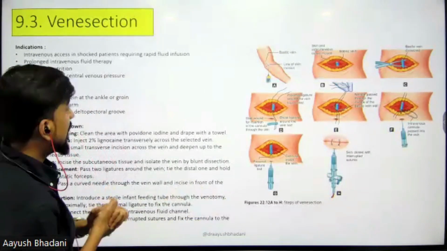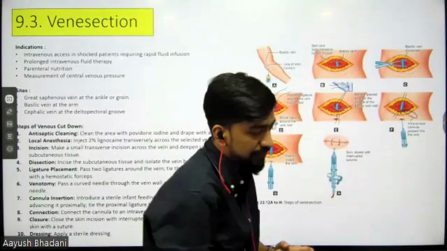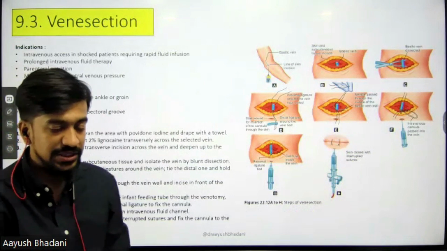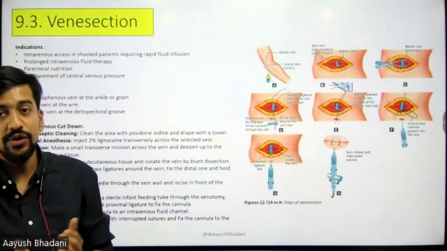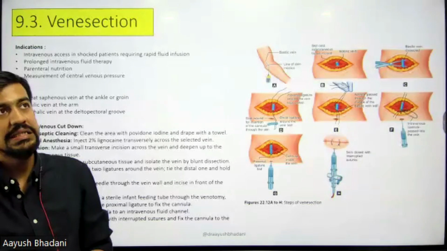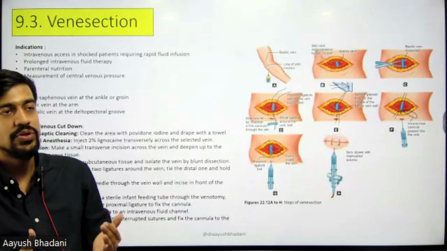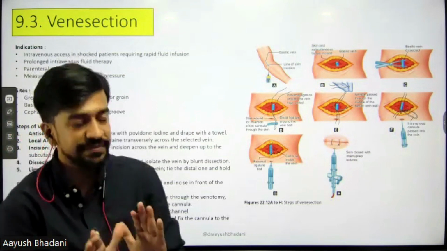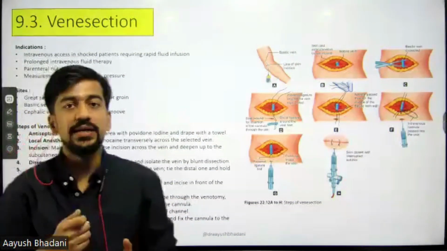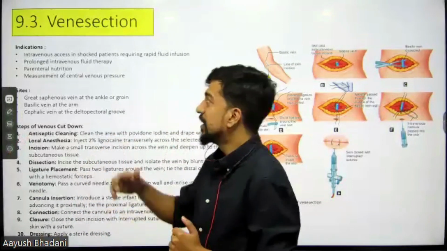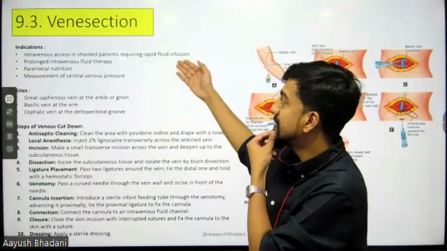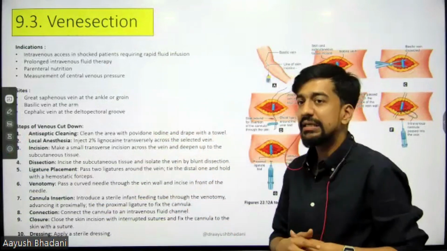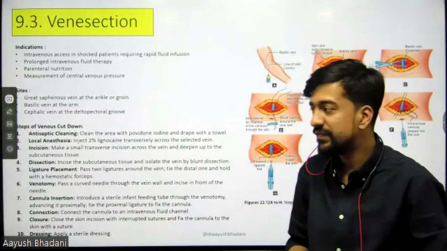Okay, I think this is the last one for today. Venesection, something which at your college, if you're from Arjikar, you'll be doing very often if you see a burns patient in the ER. If you do a dressing of a burns patient, you deserve to do a venesection if you're not able to find vascular access. Usually it is for intravascular access in shock patients, for prolonged IV fluids, for parenteral nutrition, that is TPN, and also for measurement of CVP.